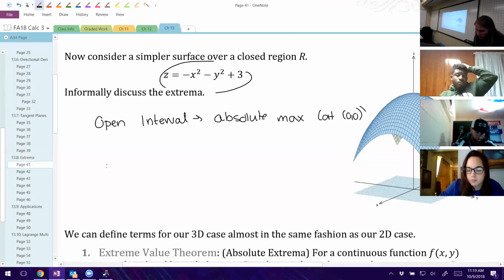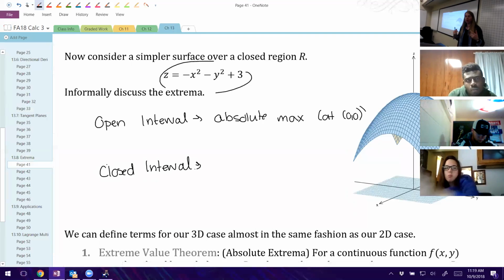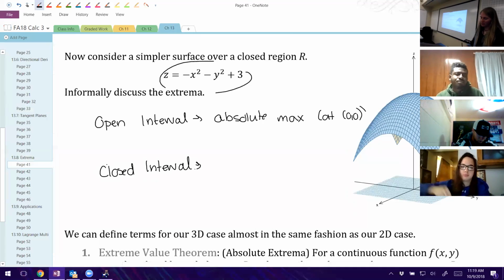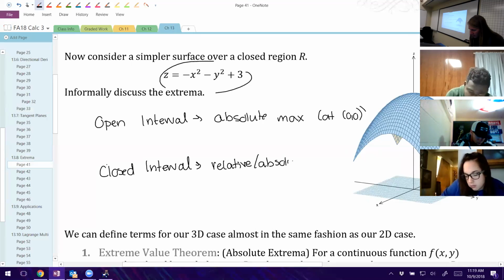Okay, but on a closed interval, and let's just keep it convenient, let's keep it on this one we actually see here. Who cares what the actual numbers are? But in this little square interval that we see, from x is some number to some number, y is some number to some number. On the closed interval, do we have any maximums? Yes. So we can call it the absolute in this case, or if we call it the relative, that would also be okay. And again, it's still at 0, 0.